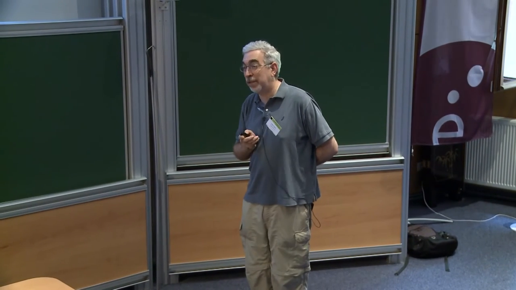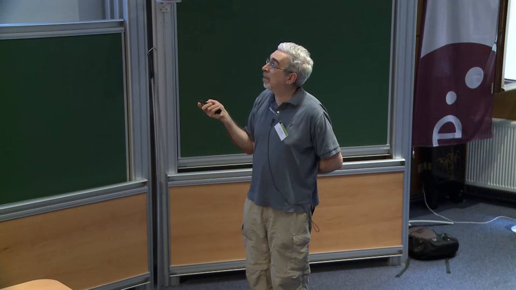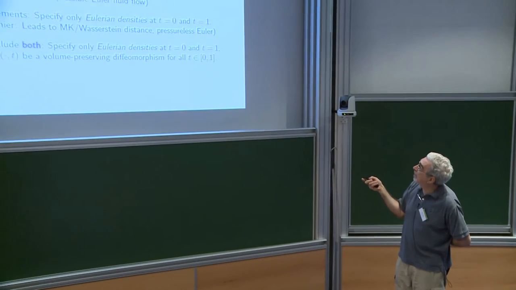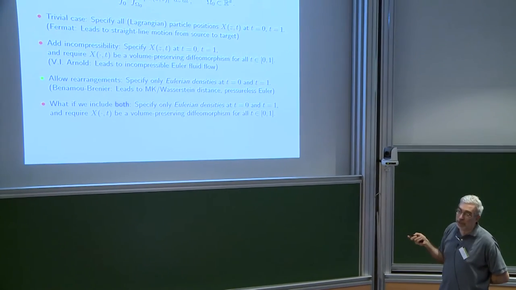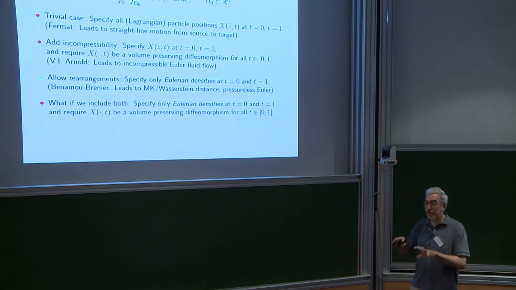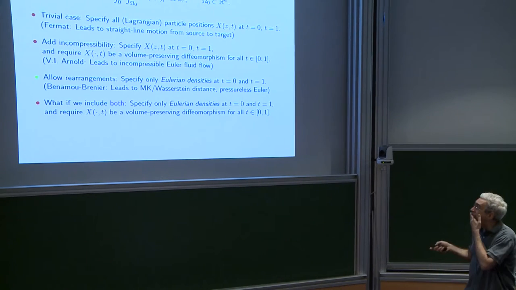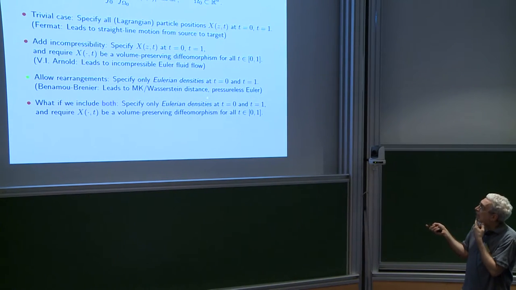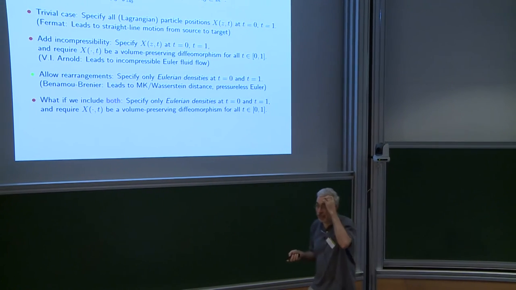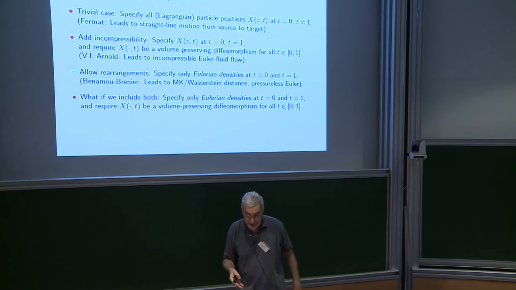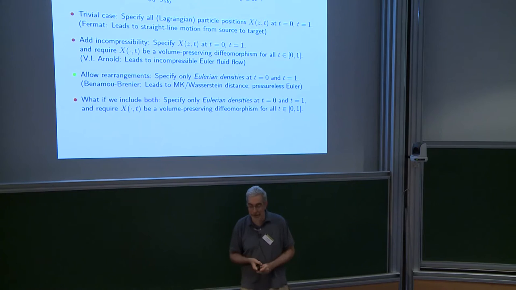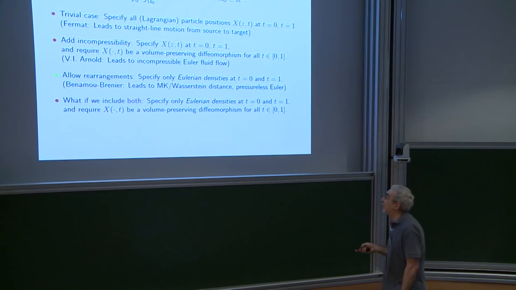But something that turned out to be extremely successful was to drop the incompressibility condition and specify not the positions of all the particles at time zero and time one, but the Eulerian densities, basically the images of the diffeomorphisms, the shapes. So if you specify only that, you end up with something called Wasserstein distance or Monge-Kantorovich distance related to optimal transportation. And of course, as many people know, this subject has just burgeoned enormously in the last 20 years. And there are many, many results in this direction.